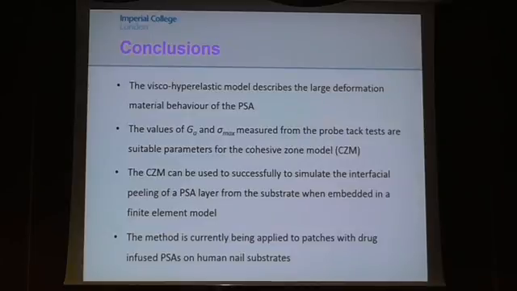So essentially just use the viscoelastic material model for the PSA, and then use the tack test to get cohesive zone parameters, and then essentially stick it into the FE simulations and vary the parameters of speed, thickness, and peel angle until we can find the perfect combination for all 3.